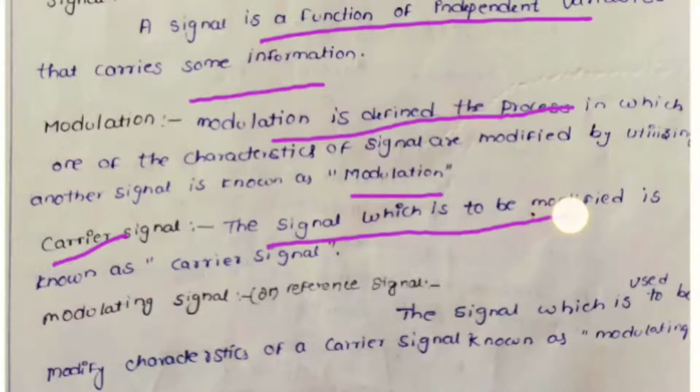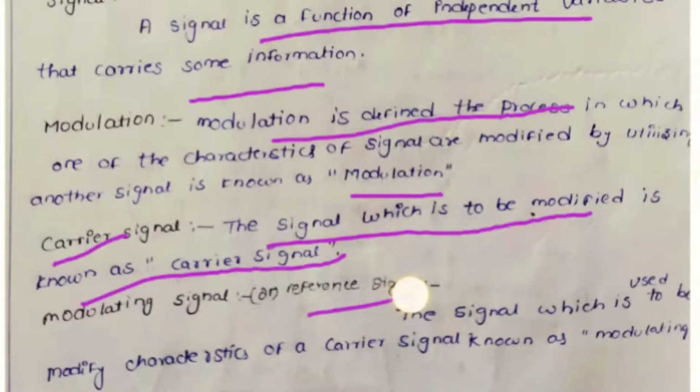Whereas the modulating signal or reference signal, in pulse width modulation, the PWM technique, is the signal we are using to modify the carrier. The signal which is used to modify the characteristic of the carrier signal is known as the modulating signal. The carrier signal carries the information.